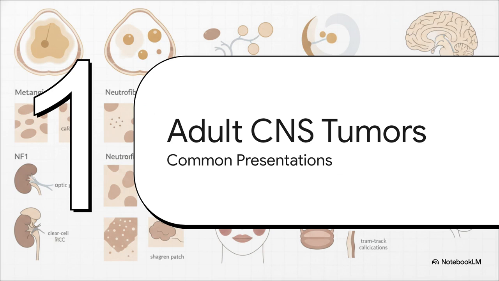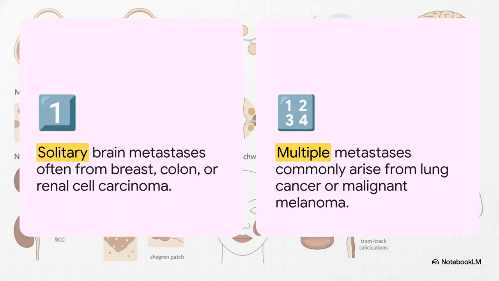Moving on to adult CNS tumors. Metastatic lesions are incredibly common in adults. They classically show up as well-circumscribed lesions with vasogenic edema right at the gray-white junction. Now, if an MRI with contrast shows multiple brain metastases, you're going to prioritize lung cancer or malignant melanoma. But if you're looking at primarily solitary metastases, that points more toward breast, colon, or renal cell carcinoma.